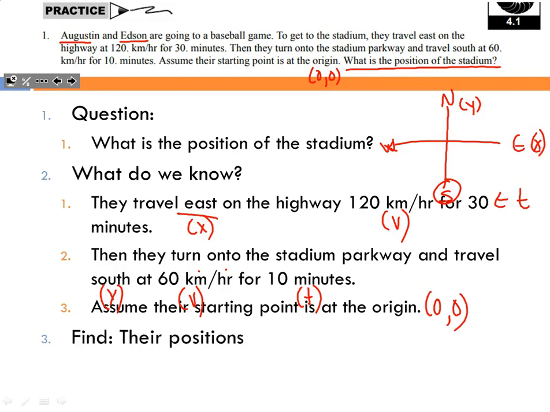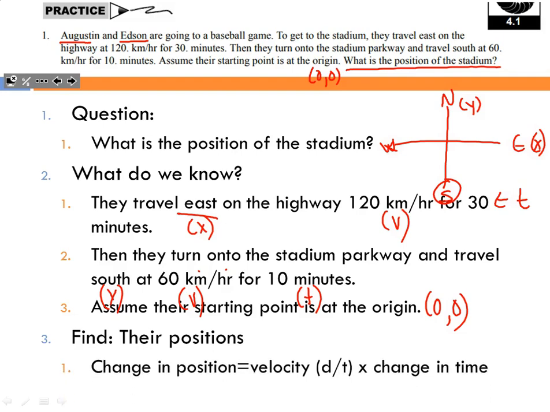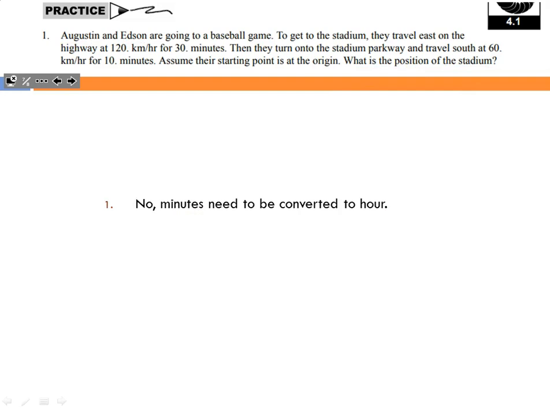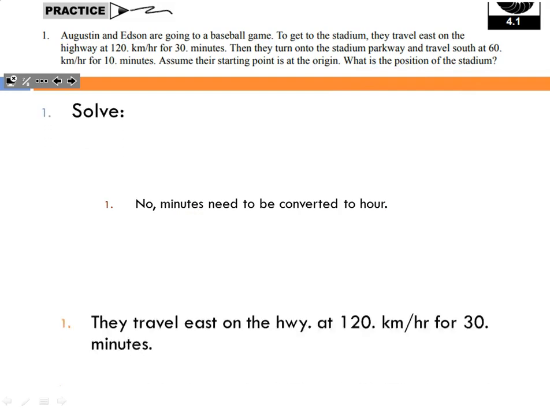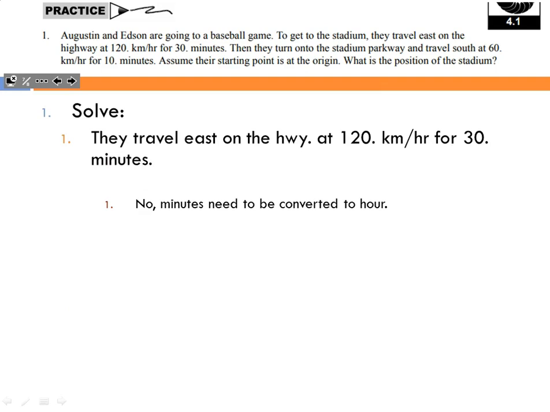So now what we've got to do is find their positions. We're going to look for where Augustine and Edson traveled, and we're going to use the equation that change in position equals velocity, remember, velocity is distance over time, times the change in time. So first we're going to solve: they travel east on the highway at 120 kilometers per hour for 30 minutes. So this is our x, this is our velocity, and this is our time.